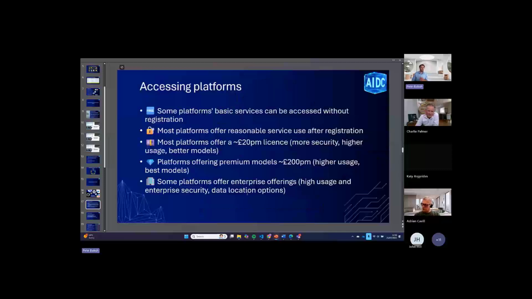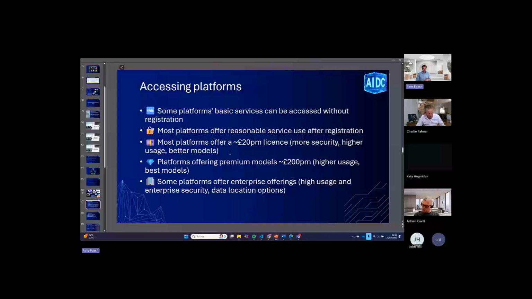Now, how do you go about accessing these platforms? Clearly, a lot of you already have, given what's gone on in the chat. Pretty much all of the platforms offer a free basic service. Most platforms will offer a reasonable service after you've registered. Some you don't even have to register anymore. If you pay for a license, usually an individual license is around £20 per month, is the ballpark figure. What you get for those licenses is usually slightly more security, or some security at least, higher usage and access to better features and models.